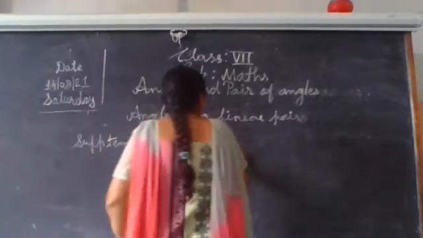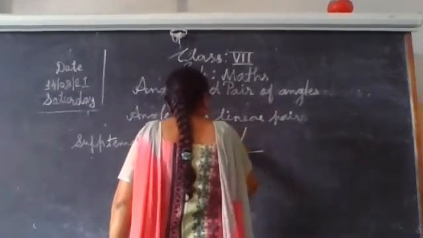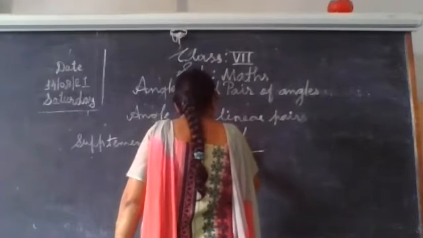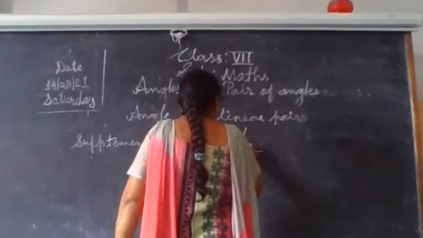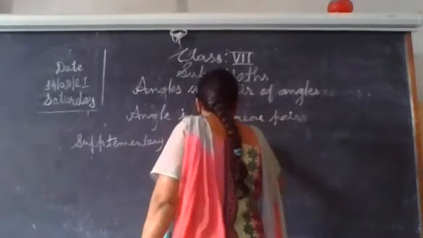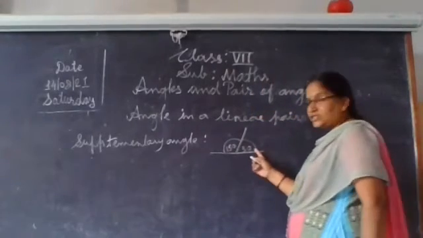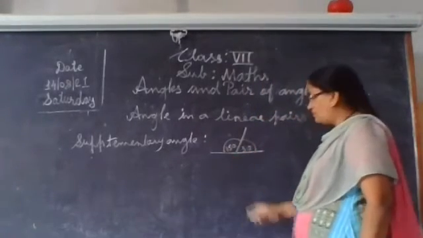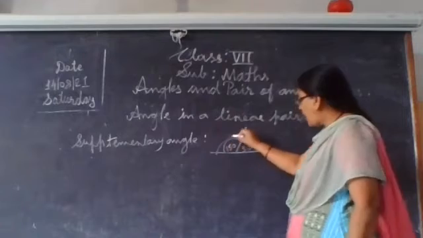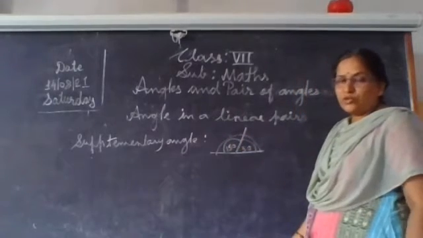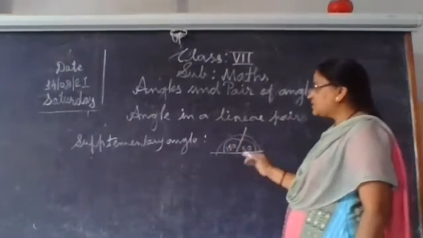So the angles may be like this. It is 150 degree and it is 30 degree. This angle is of 30 degree and this angle is of 150. And if you add these two angles, you will get 180. That's why it is supplementary.